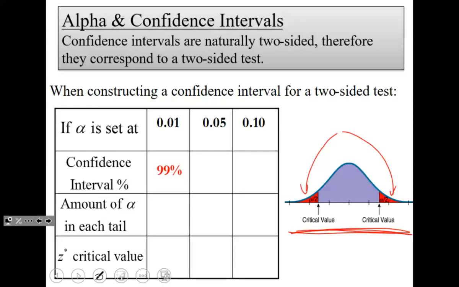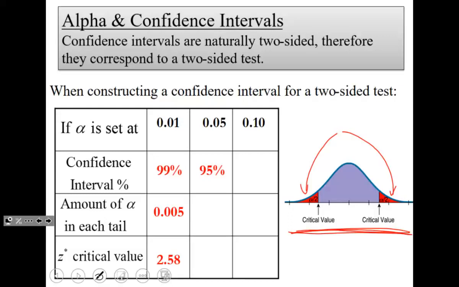Now, if I have 99% confidence, my alpha is split between both tails, so each tail contains 0.005. We put 0.005 in our calculator with inverse norm, and we'll find our critical value of 2.58. If I had a 5% alpha level, 0.05, my confidence interval is going to be 95%. It makes it up to 100 in the two-tail test.